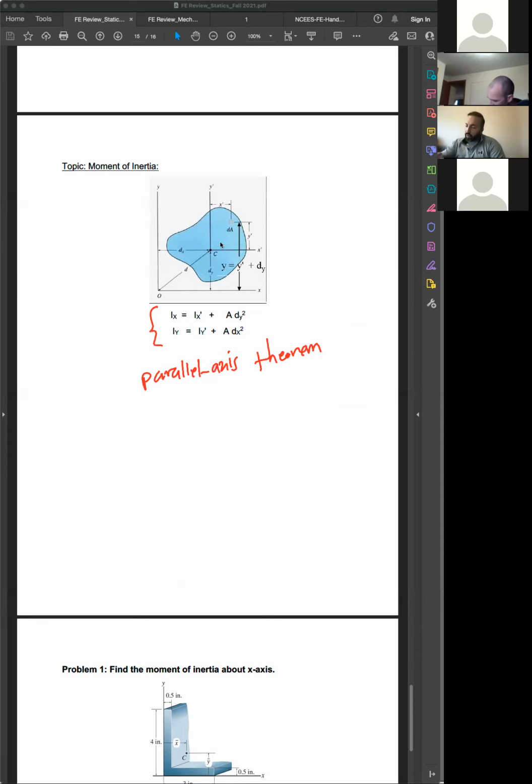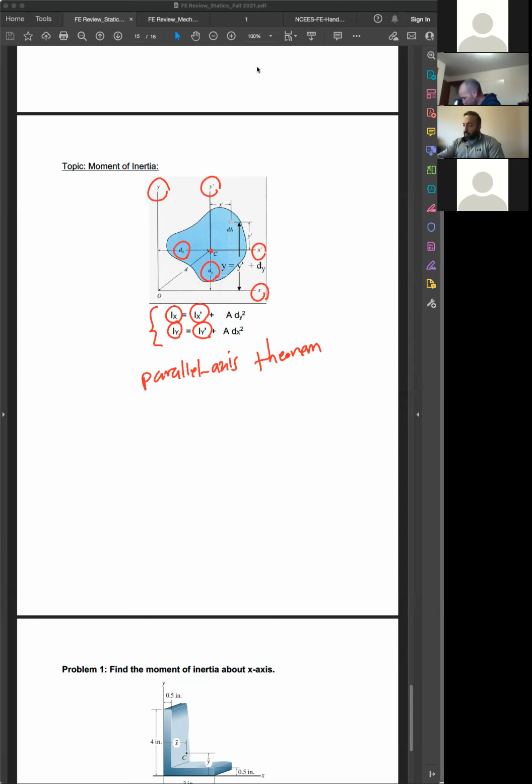All right. So if you want to find the moment of inertia about the x-axis here, you can find the moment of inertia about the centroid x prime plus the area of the cross section times dy squared, the distance between the two axes of interest. Also, you can find the moment of inertia about the y-axis to be the moment of inertia passing through the centroid plus area times the x distance between the two axes of interest. Okay.